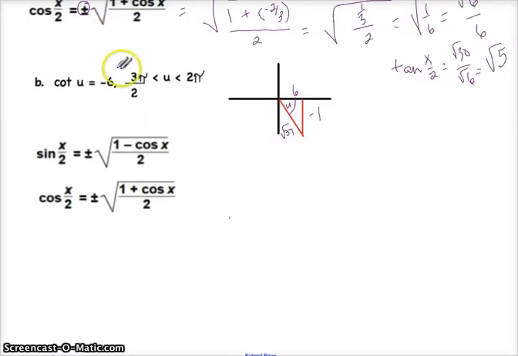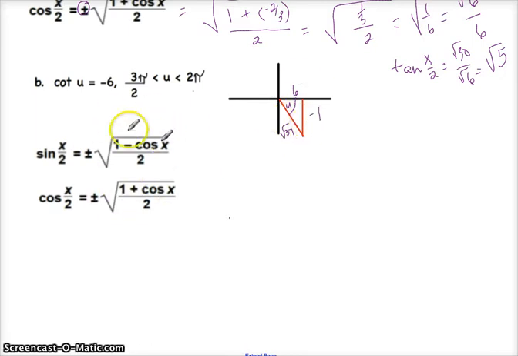So we know that cotangent is adjacent divided by opposite. So the adjacent leg is 6, the opposite is 1, and because it's going down, it would be negative. And then when we use the Pythagorean theorem, we get a hypotenuse of √37. So we now have enough information to calculate the cosine.